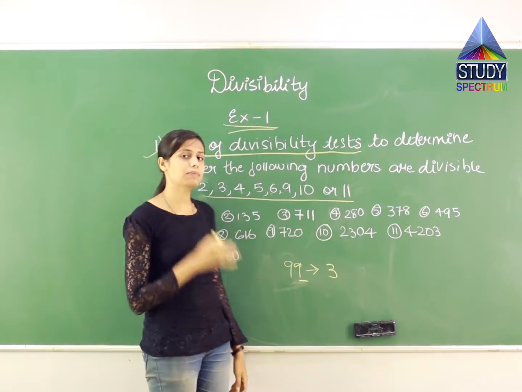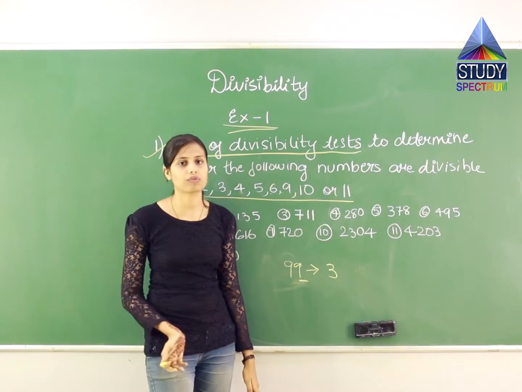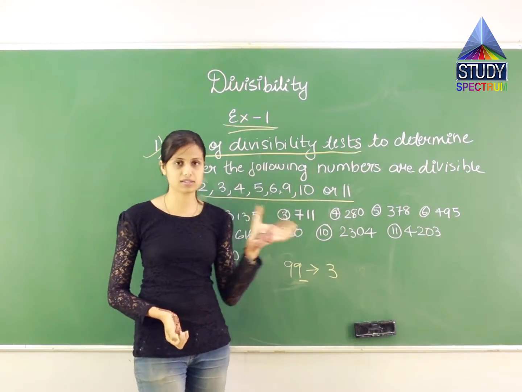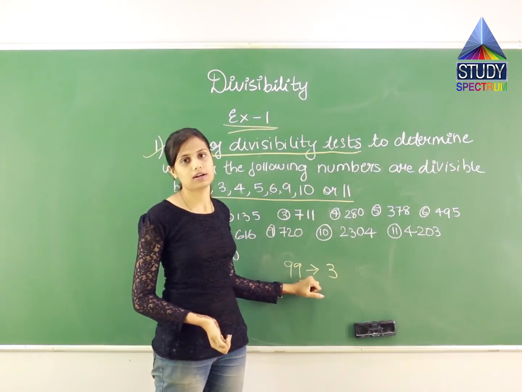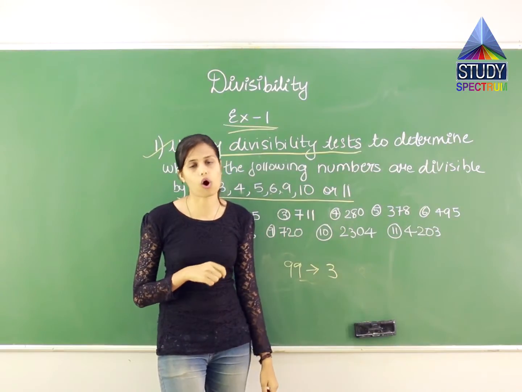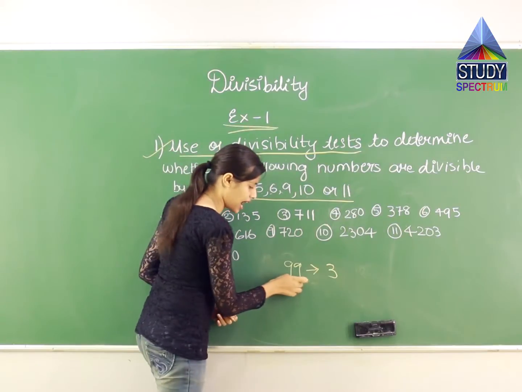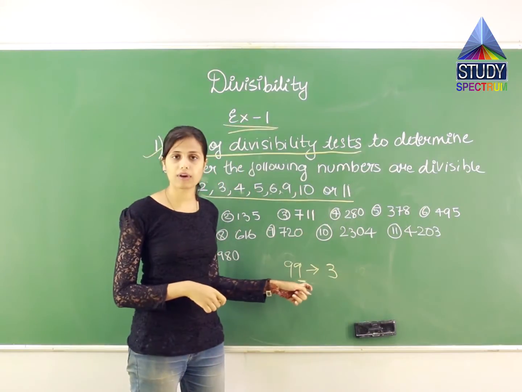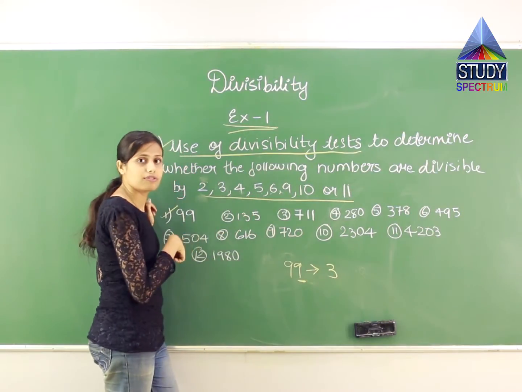5, for divisibility of 5, what is the condition, what is the test for divisibility of 5? The test says that I should have 0 or 5 at the end, or the last digit of the number must be a 0 or a 5. So look over here, this is the last digit, right? So is it 0 or 5? No, right? So it is not even divisible by 5.